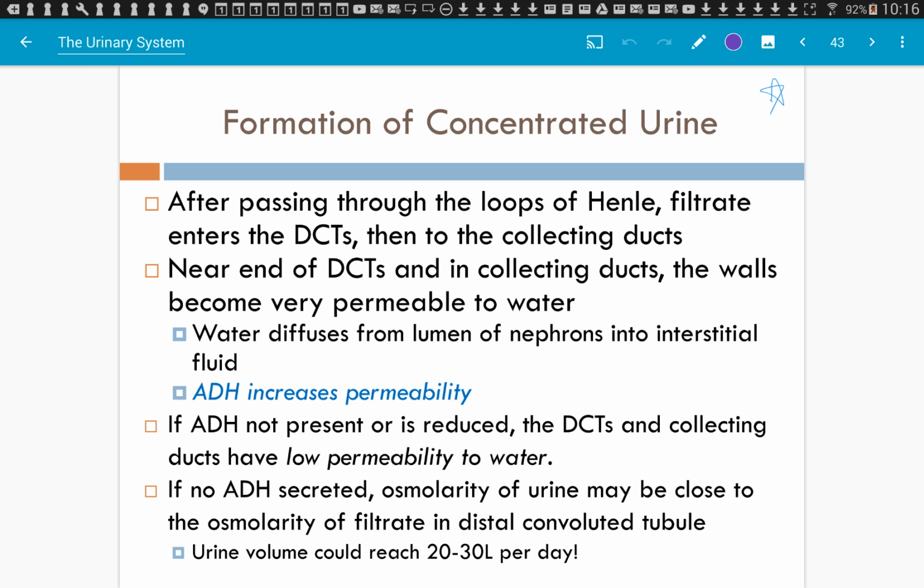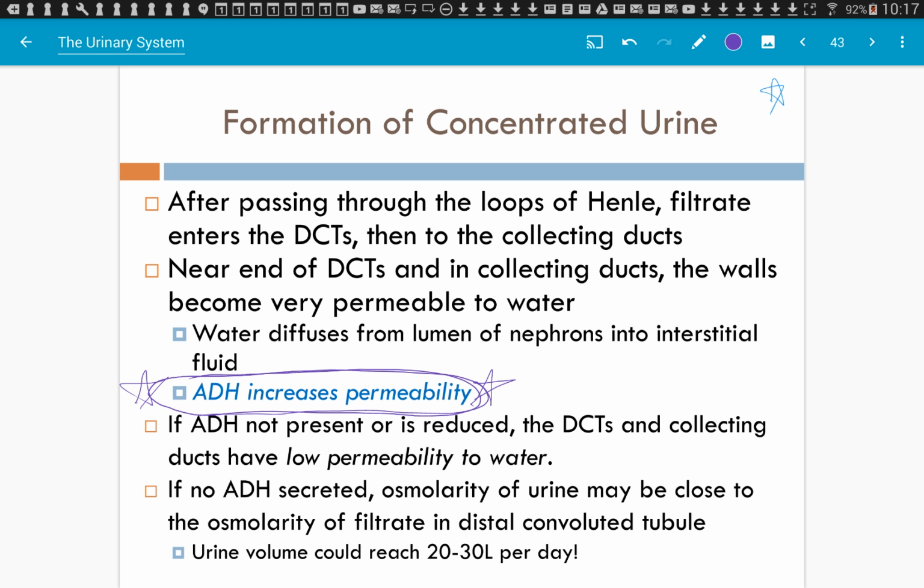How does concentrated urine form? We've been talking about this. We've already talked about filtrate all the way into the collecting duct. But what does antidiuretic hormone have to do with this formation? The distal convoluted tubule is the very end of the nephron, right before you go to the collecting duct, and the walls are very permeable to water. So what does antidiuretic hormone do? It increases the permeability because antidiuretic hormone is released to save more fluid, to concentrate your urine.